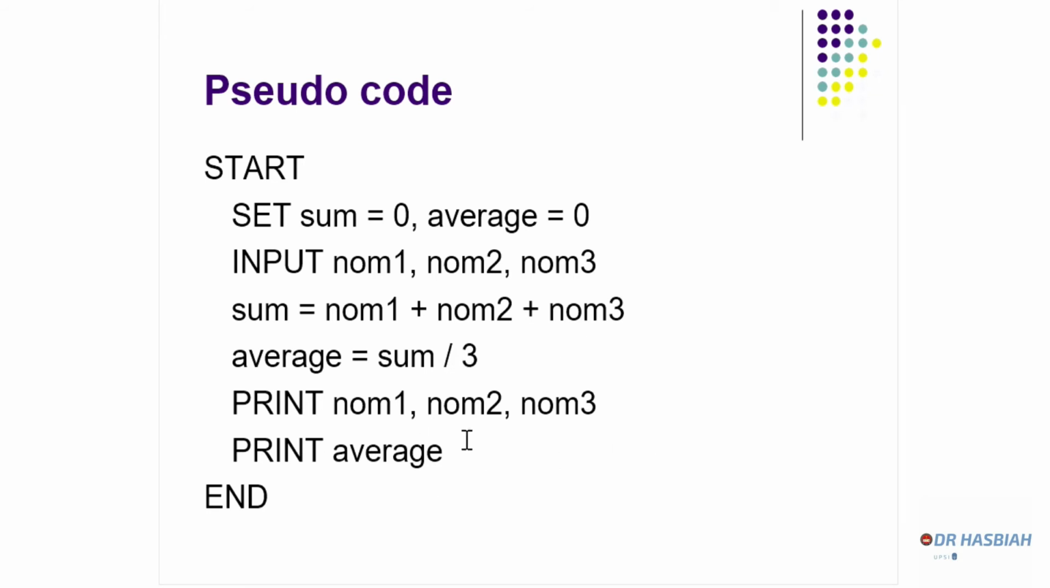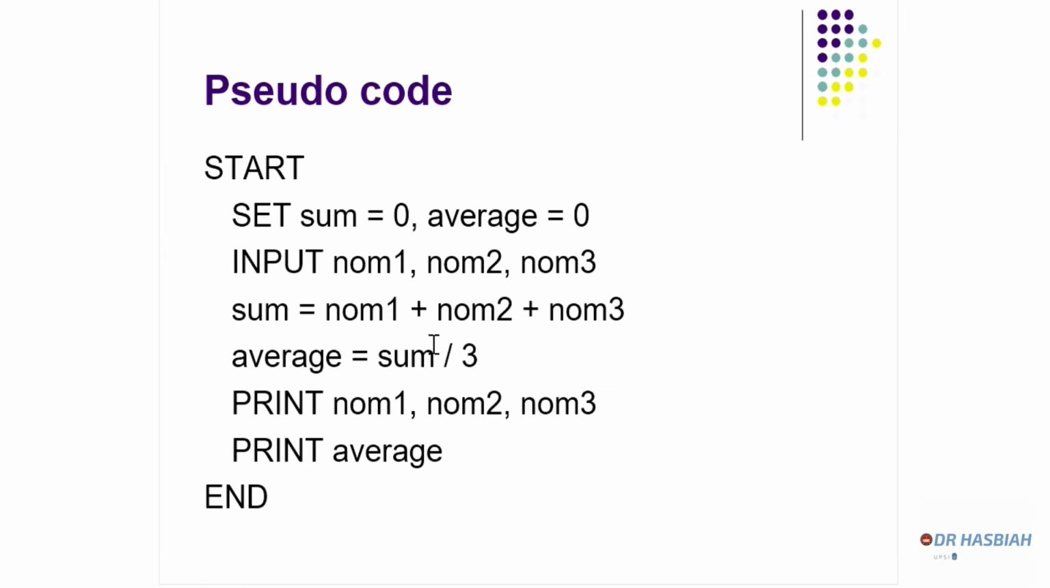So you get the input, process, then output here. Okay, so this is the pseudocode. You have to start with the word start and then end here. If you see here, this pseudocode is written in English language. It's okay, which language you want to write, in Malay or in English, is up to you. So this is in English language.